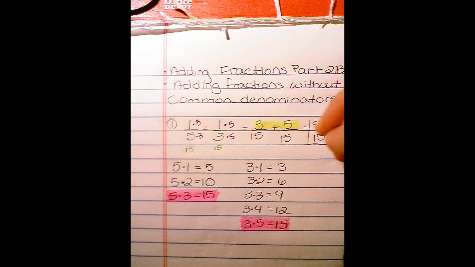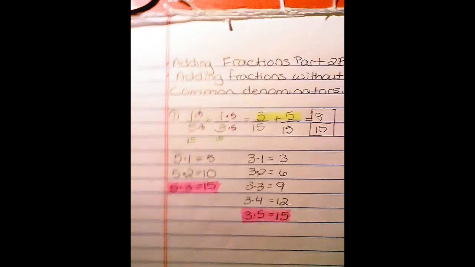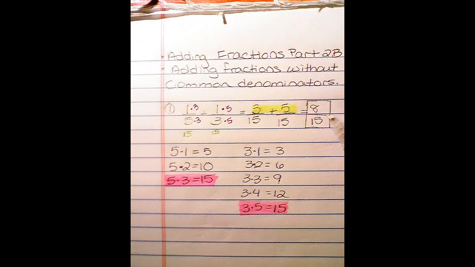Okay, so then I ask myself the next question. Can I simplify 8/15ths? And then I say no, because there is not one number that 8 and 15 is divisible by. Alrighty, so next problem.